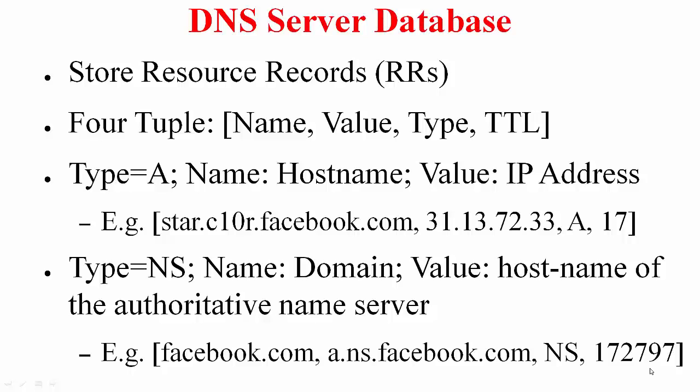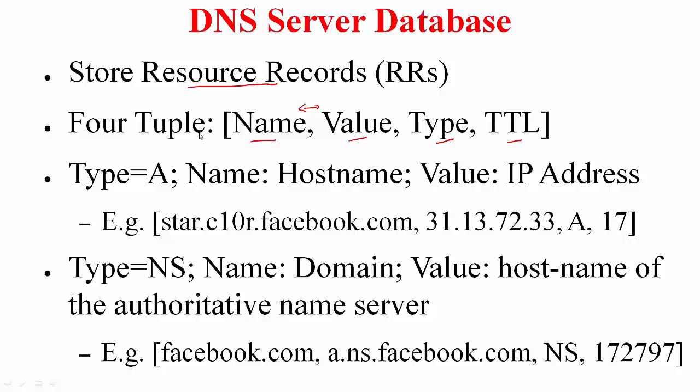The DNS servers maintain a database of what are called resource records. These resource records are a 4-tuple. They consist of a name, value, type, and a time to live. The relation between name and value is dictated by the type. I'm only going to cover 4 different types. There are more, but these 4 are the most important ones.